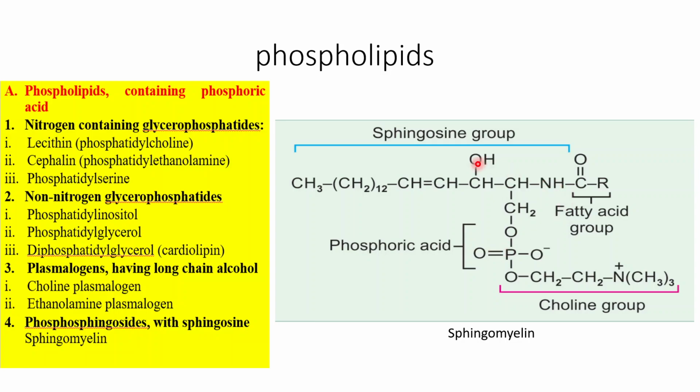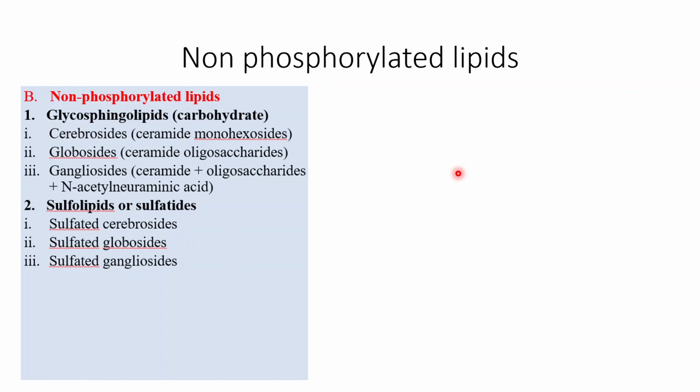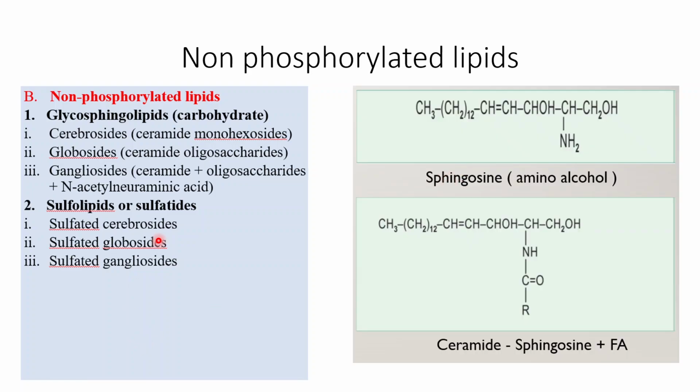Phosphosphingolipid. And we have a choline group which is attached, so it becomes a sphingomyelin. Sphingomyelin is a type of phospholipid which contains the alcohol sphingosine. Now let us look at non-phosphorylated lipids. The non-phosphorylated lipids do not contain the phosphoric acid.